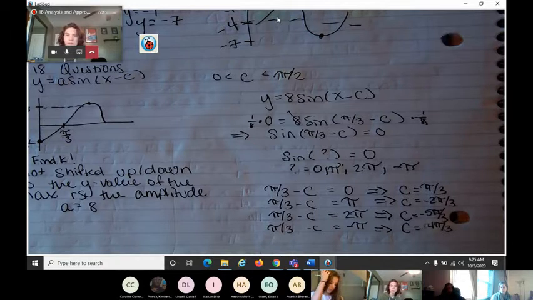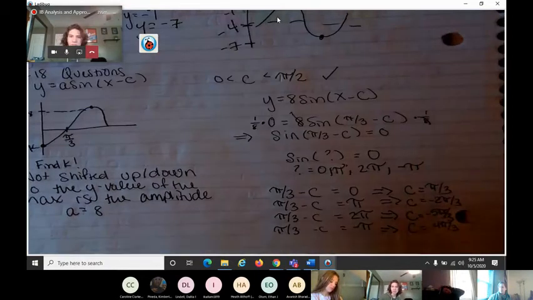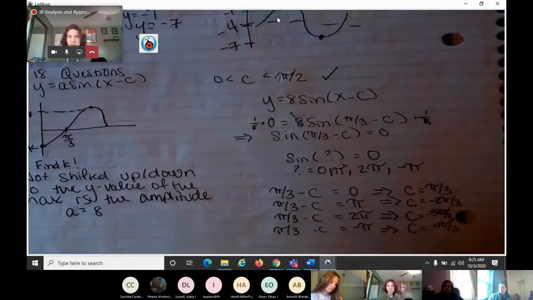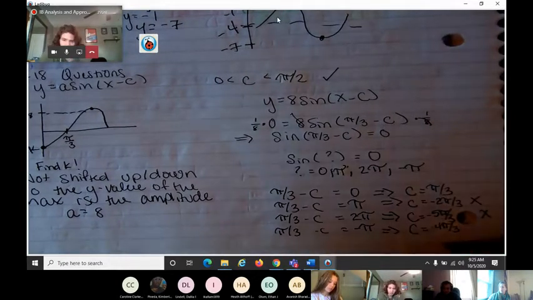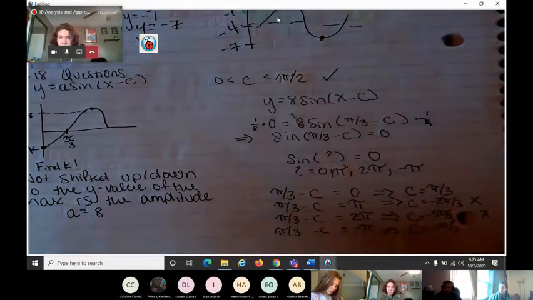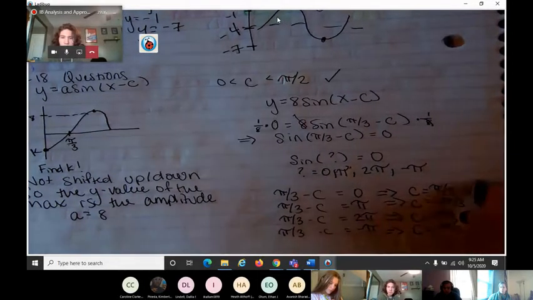Oh, it tells you what parameters it has to be in. Exactly. C has to be between 0 and pi over 2. This is negative. This is negative, so those won't work. 4 pi over 3 is bigger than pi, so it's definitely the first one. This is the only one that works.